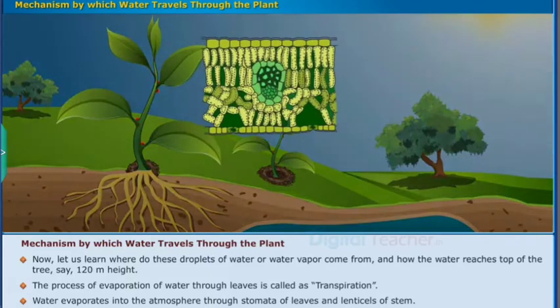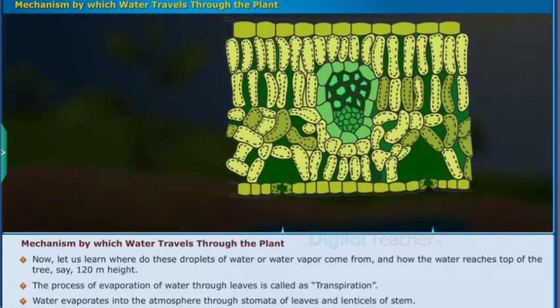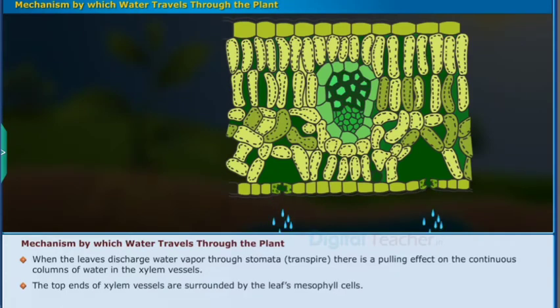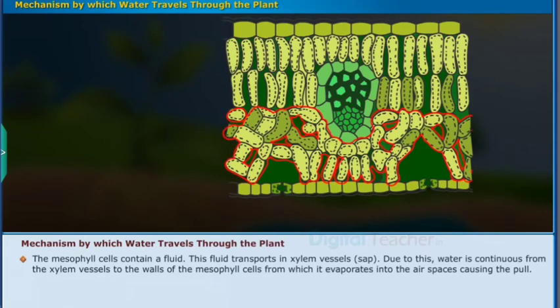Water evaporates into the atmosphere through stomata of leaves and lenticels of stem. When the leaves discharge water vapor through stomata, transpire, there is a pulling effect on the continuous columns of water in the xylem vessels. The top ends of xylem vessels are surrounded by the leaves' mesophyll cells. The mesophyll cells contain a fluid. This fluid transports in xylem vessels as sap.